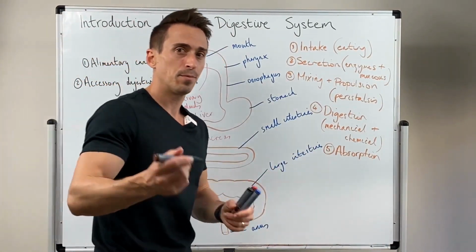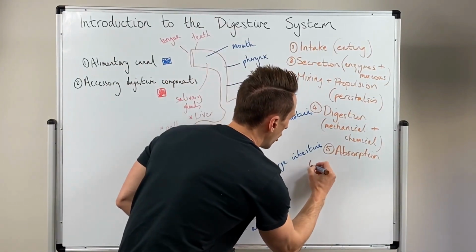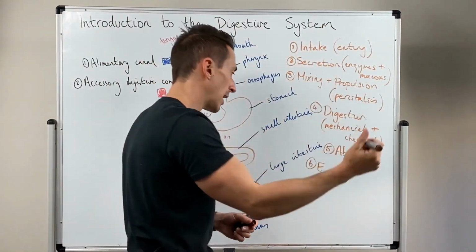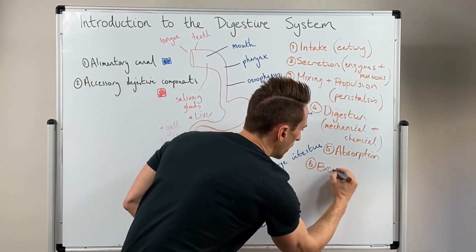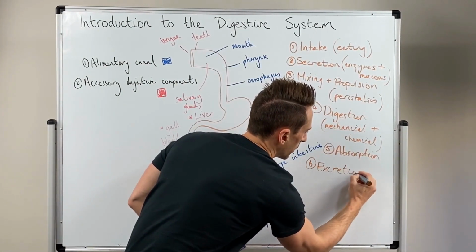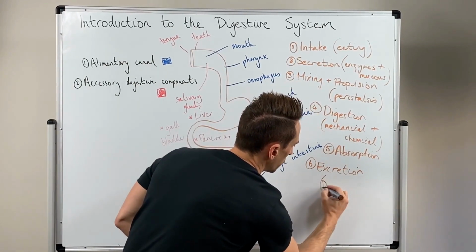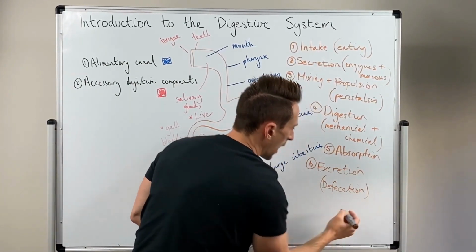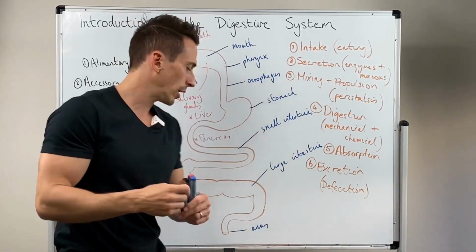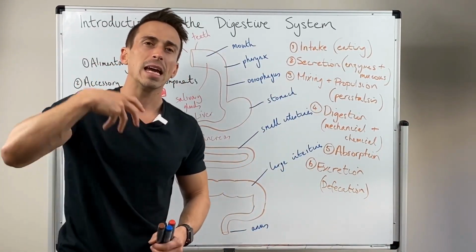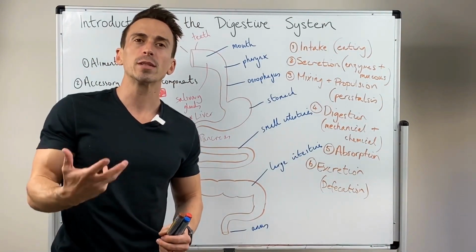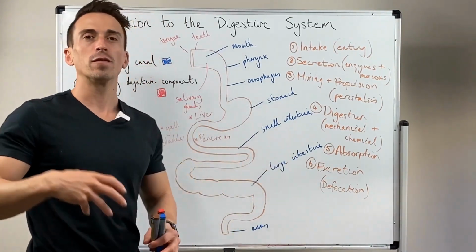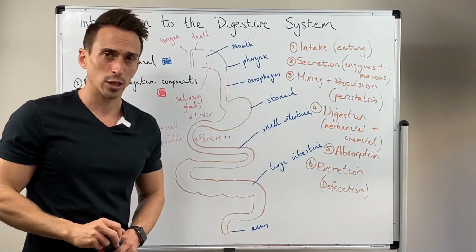Number 6, which is the final one, is excretion. So number 1 is intake. Last one's going to be excretion. And excretion is defecation. What we are excreting from the body, obviously at the anus, is going to be indigestible products or substances that we no longer require. And that's the final stage of the functional processes of the digestive system.